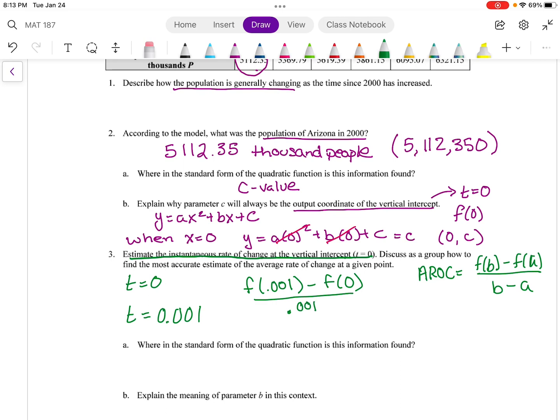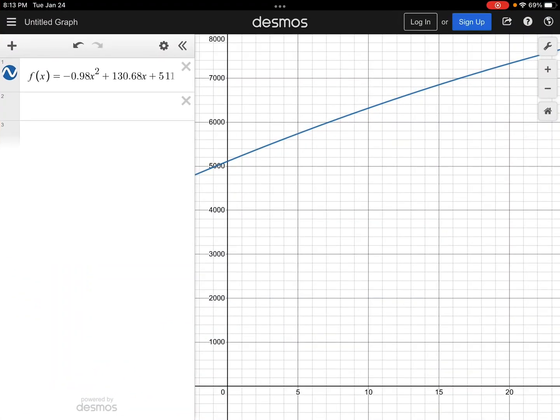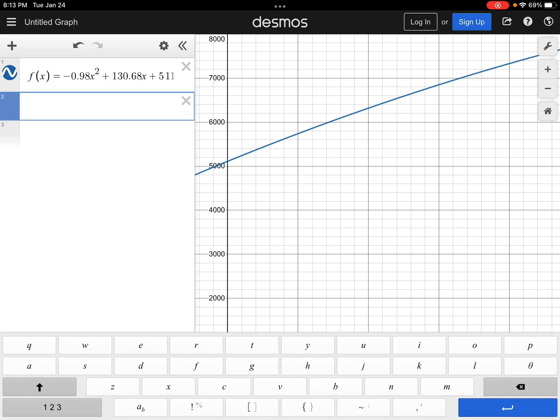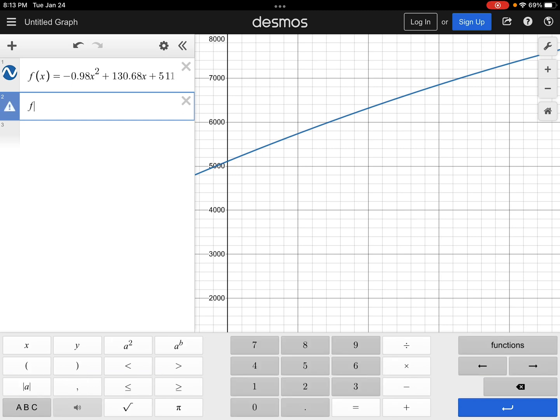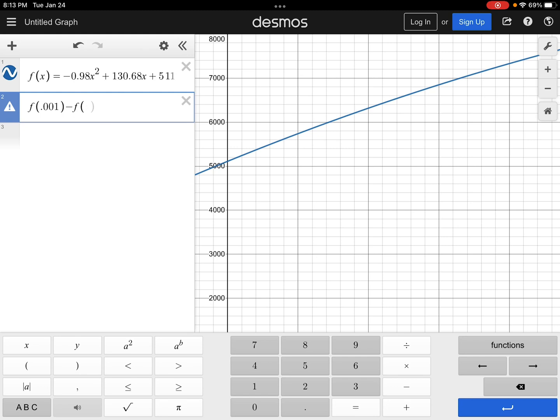Now to do this, I'm going to go over to my Desmos calculator. You'll notice I've already typed in the function, and you can see the graph here. I can use Desmos and do some function notation. I'm going to type f of 0.001 and then minus f of 0, and then take the whole thing and divide it by 0.001. And notice, I end up with 30.679.